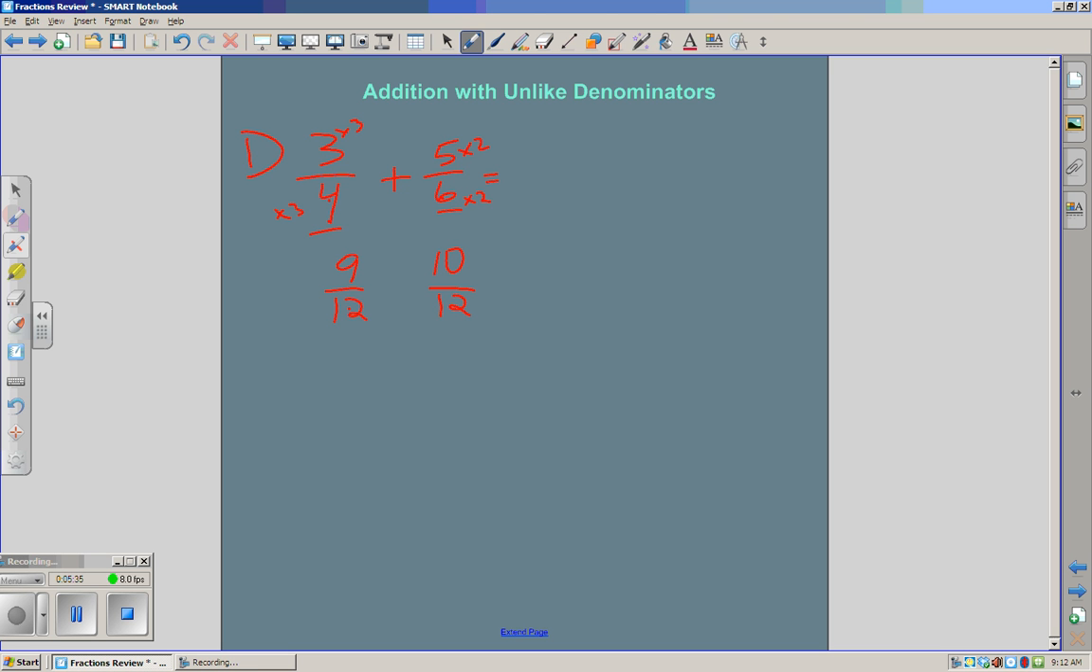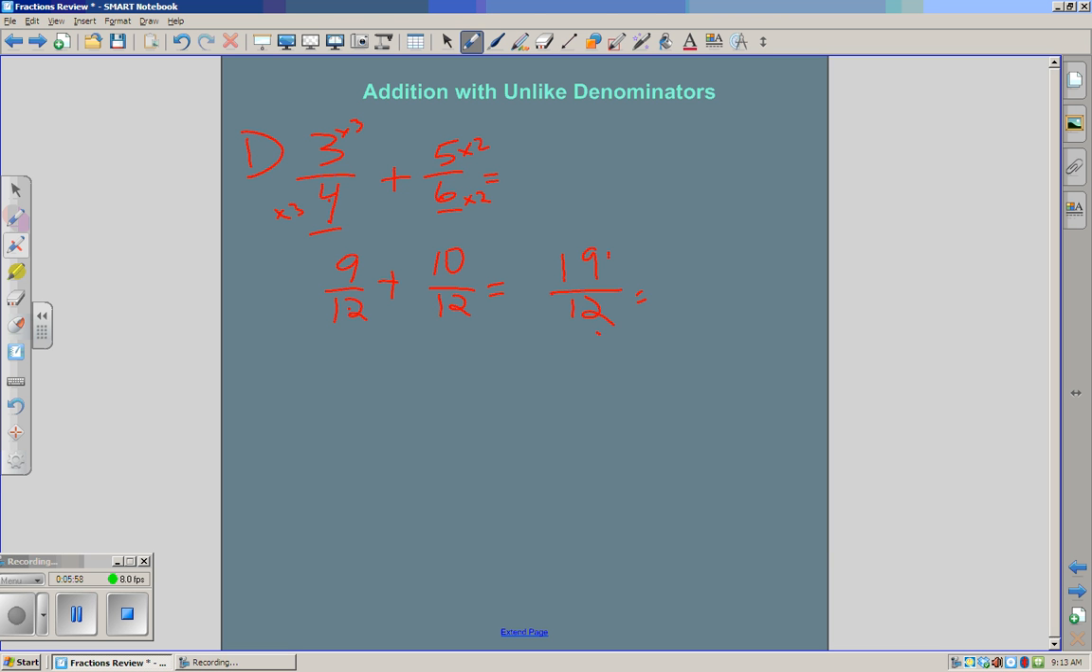I have just found a common denominator, and now I can add. 12 plus 12 is not 12, but I keep my denominator the same. 9 plus 10 is 19, and I need to reduce this fraction. I need to put this improper fraction into a mixed number, since my top number is bigger than my bottom number.